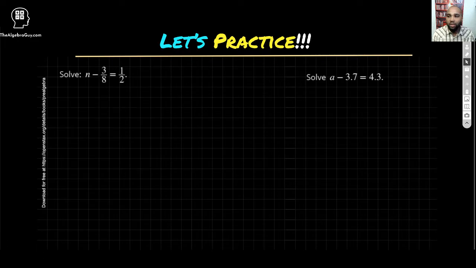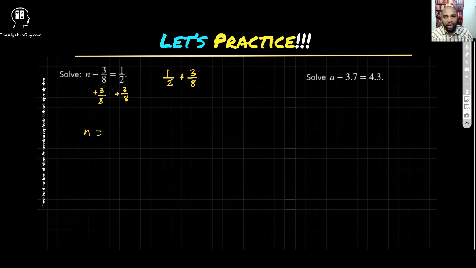All right, what about these guys here? So I want to get n by itself. Even though it's a fraction, I'm still going to do the same principle. I'm going to add 3/8 on this side because 3/8 minus 3/8 is 0. So now I just have an n equals, well, I can't just do it on that side because I have to do the same thing on both sides to keep this equal. So on this side now, what do I have? I end up with 1/2 plus 3/8. What is 1/2 plus 3/8?